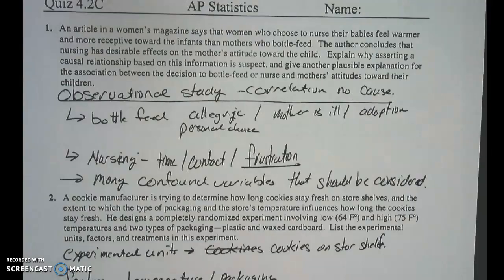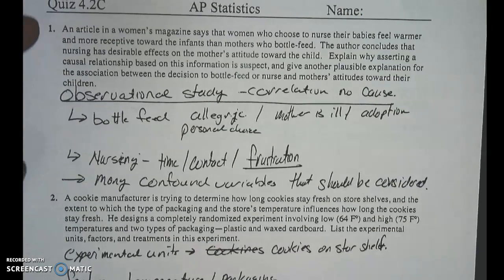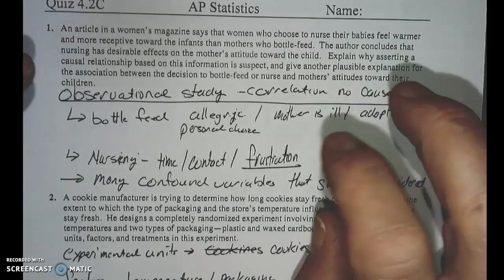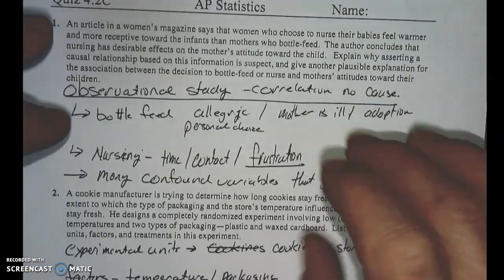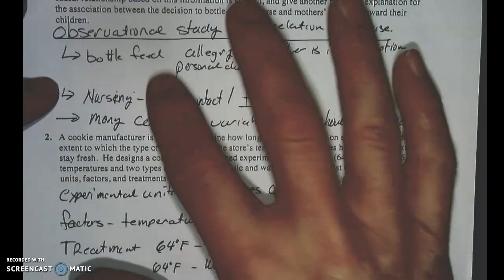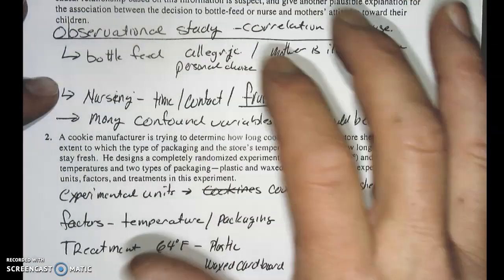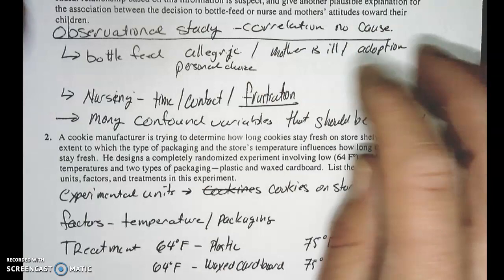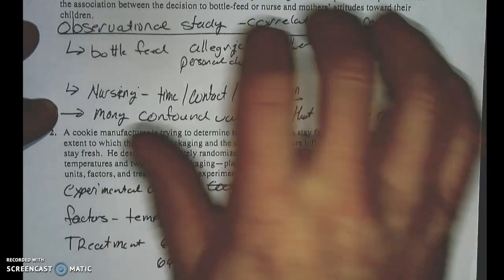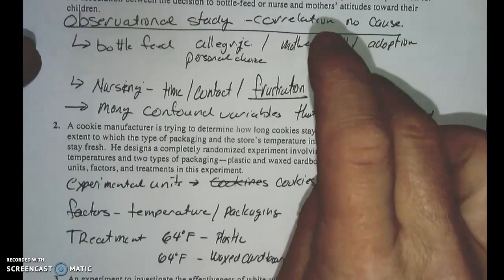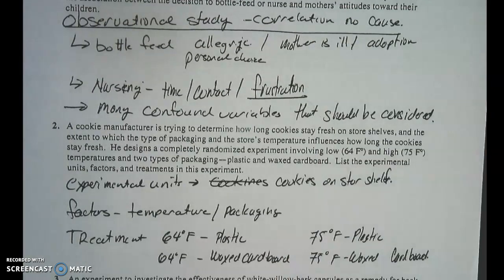Okay. All right. So number one, we said was an observational study. We talked about the bottle feed, allergic reaction, mother's ill, adoption, and that type of thing. Nursing, we've got time, contact, and frustration. Many confounding variables that should be considered. So basically, when they're asking you this type of question, you need to be a negative Nancy. Think of things that could go wrong.